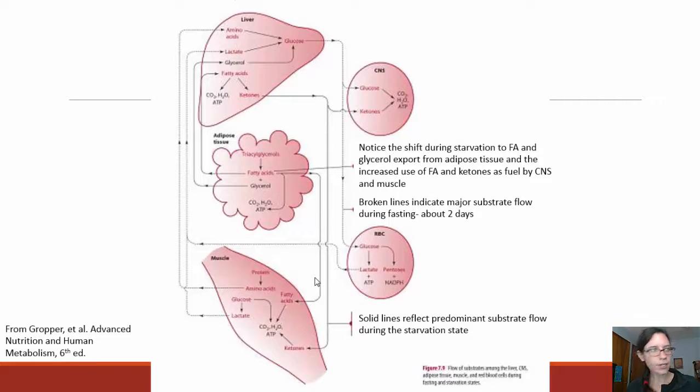Sorry, this is kind of not super clear, but this is the flow of substrates during the starvation phase. And again, the solid lines are the ones that predominate. So again, there is a shift during starvation to fatty acid and glycerol export from adipose tissue and increased fatty acid and ketones as fuel by the CNS and the muscle. And we have less breakdown of our body proteins at this stage.